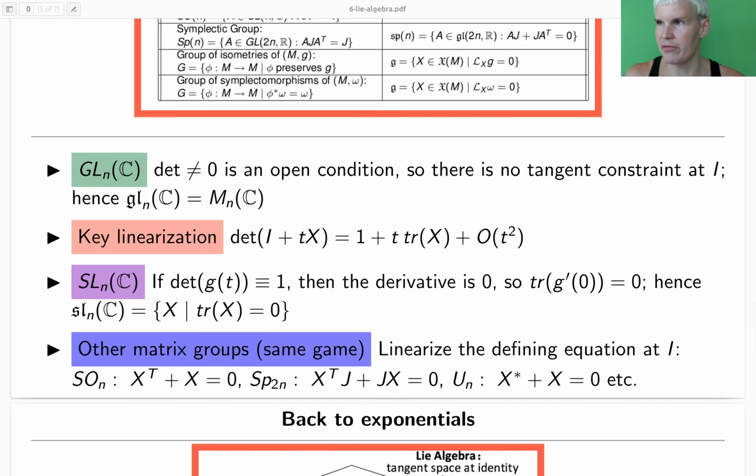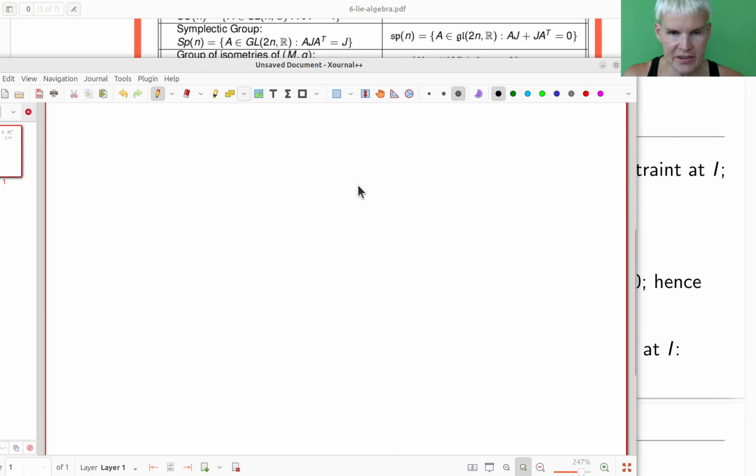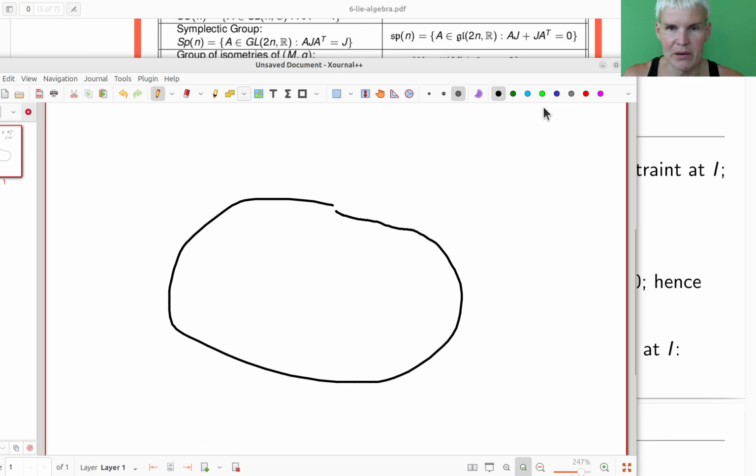So let me draw a picture for you. Let me just scroll down. So here is my, I usually like to draw something like that. My little blob here, that's GLn, right? Here is the identity, I or E, whatever. The identity matrix in this case. Yeah? The identity matrix has determinant 1. And maybe here is the set of determinant 0 things, right? Determinant equals 0.